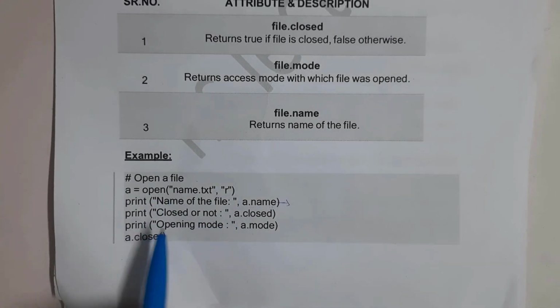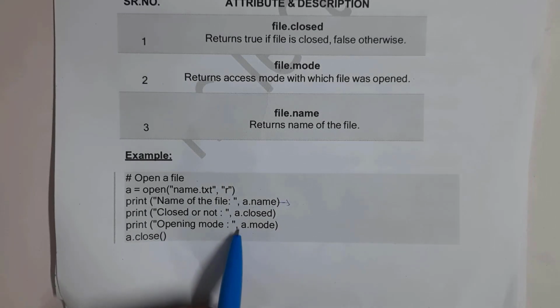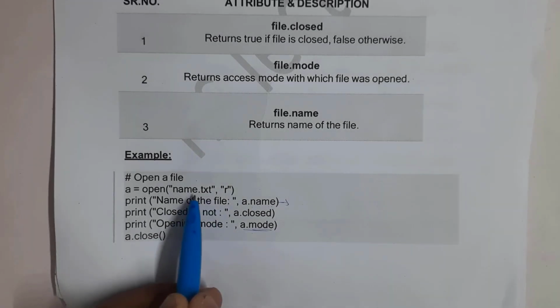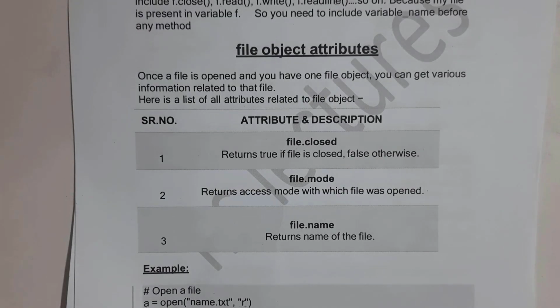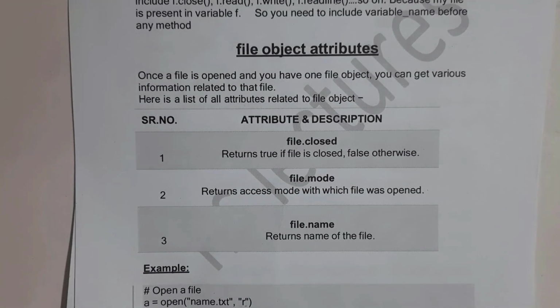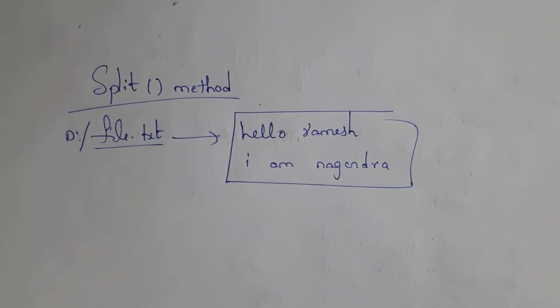And next I write print opening mode in quotations, comma, a.mode. I open this text file in read mode, so I will get output r. These are three file object attributes. Next I will explain what is the use of truncate, flush and split methods. At first I will explain what is the use of the split method.